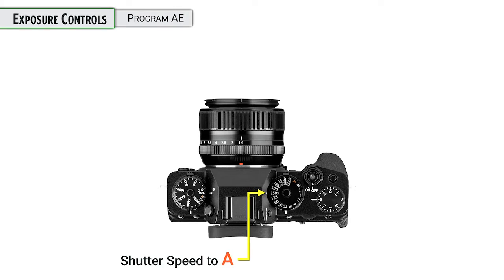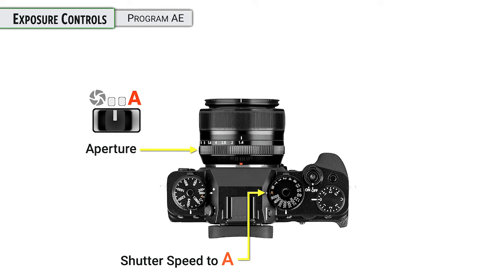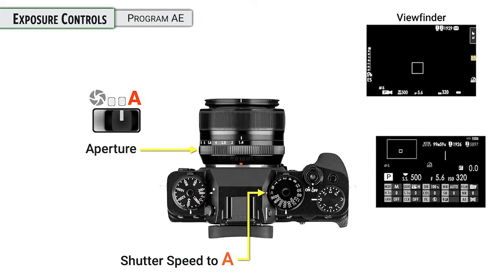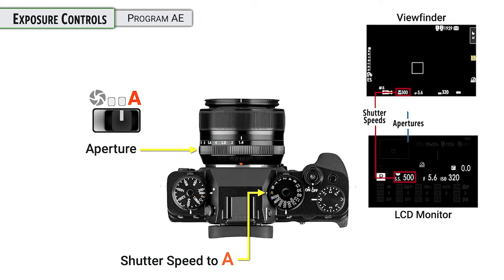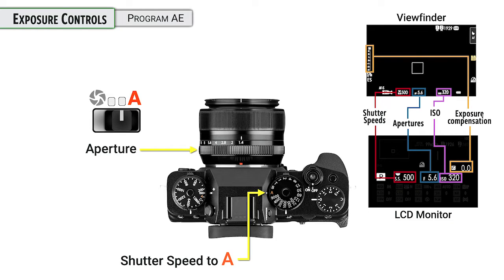All right, so if you want to put your camera into a program auto exposure mode, you'll set your shutter speed to A, you'll set your aperture to A. You can choose to put your ISO in automatic or not. That's your choice. But in this case, the camera will figure out the best shutter speed and aperture for you, and it will show you that information in the viewfinder and/or the LCD monitor on the camera.